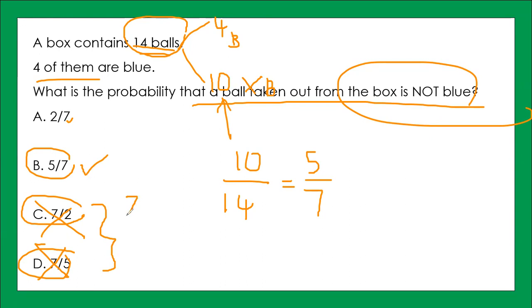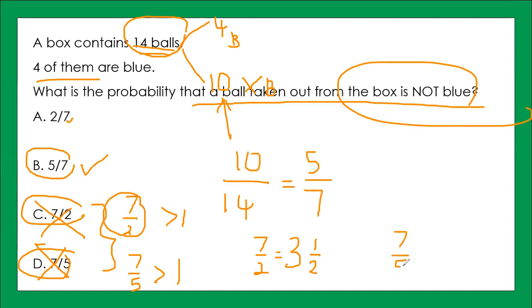Why is 7 out of 2 and 7 out of 5 wrong? I look at it and I know it's a wrong answer. Why? It comes back to the first thing I taught you about probability. Because these are more than one. Yes or not? 7 over 5 is more than one. What do you learn about proper fractions and improper fractions? 7 over 2 is the same as 3 and 1 over 2. Remember mixed numbers? 7 over 5 is the same as 1 and 2 over 5. These numbers are all more than one. Probability has to be less than one.